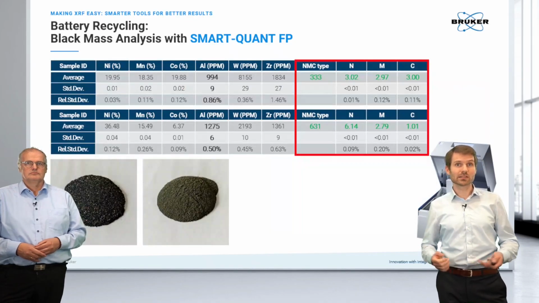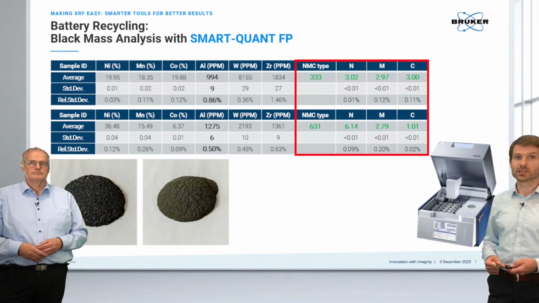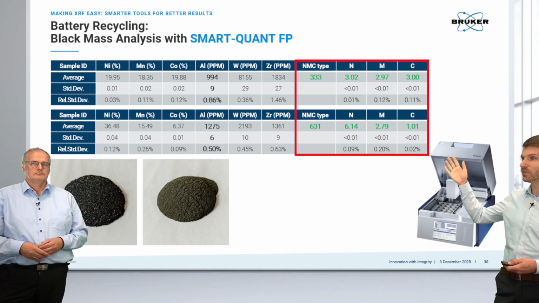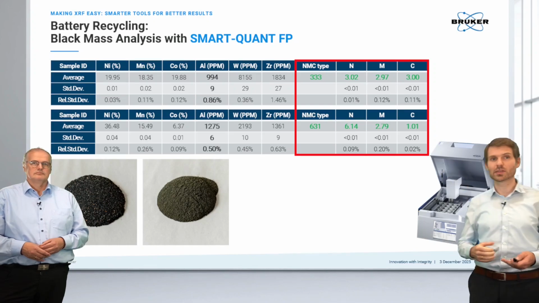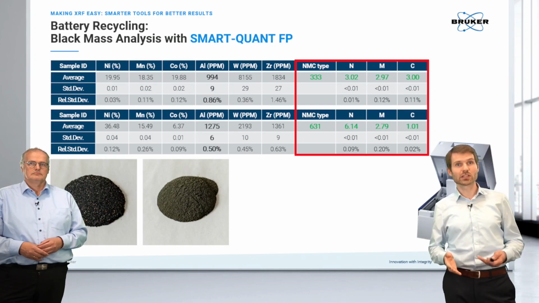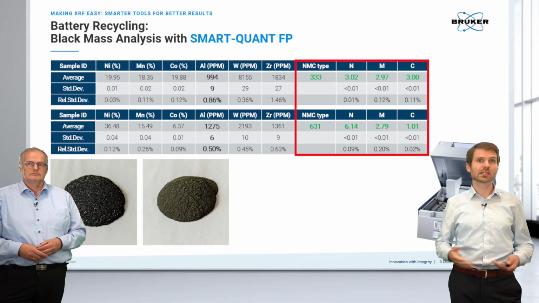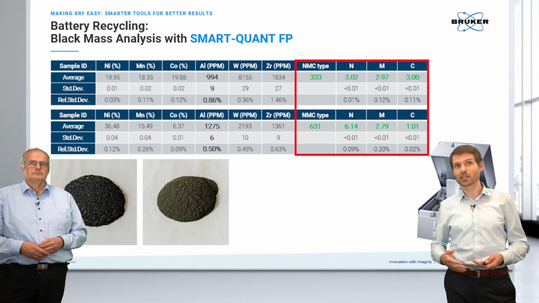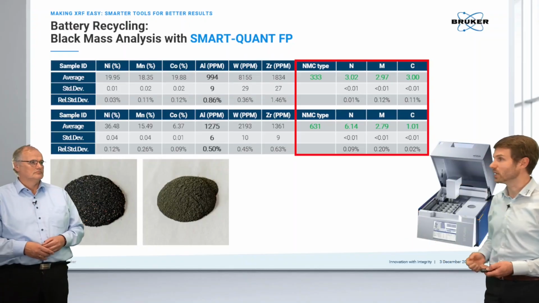And then it looks like this. Here we can easily, with this function, identify what kind of NMC we have actually recycled here. Was it something that is more rich in nickel, like a 631 kind of cathode active material, or 333, which is more like the older type of material?